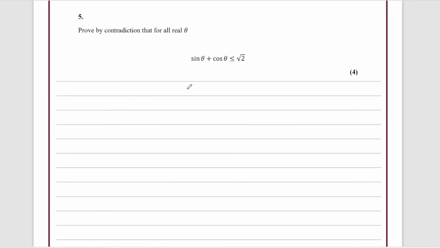Now with this being a proof by contradiction here, we need our opening assumption. What we're going to do here is assume that there is a value of theta such that sine theta plus cos theta is strictly greater than root 2.